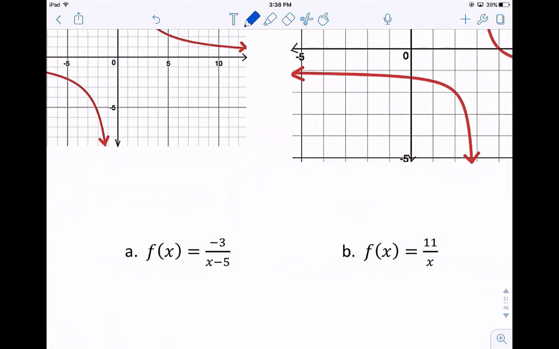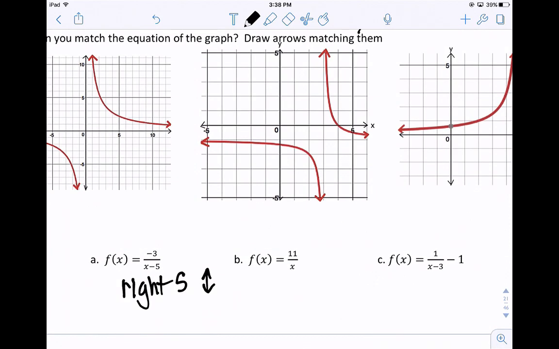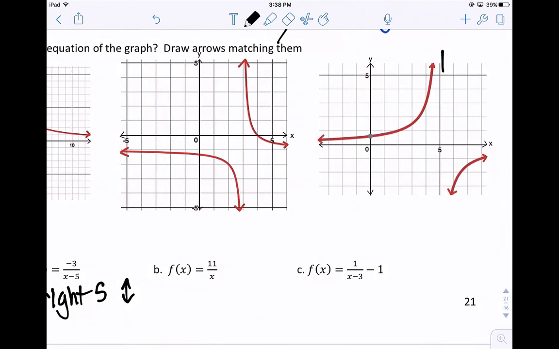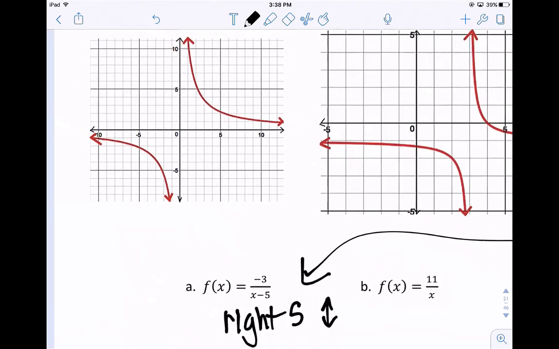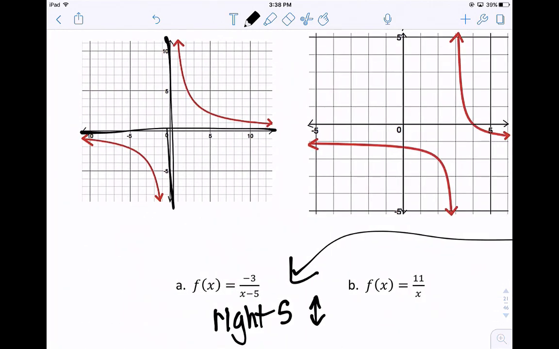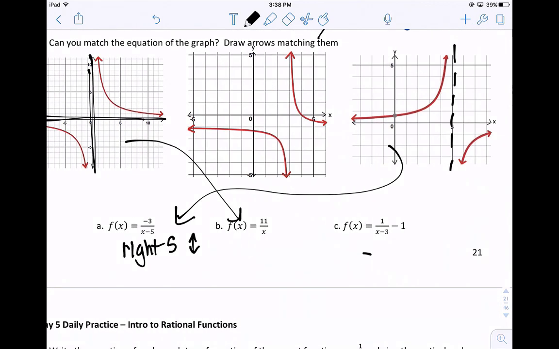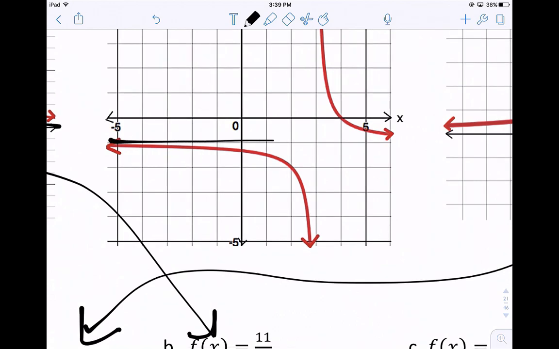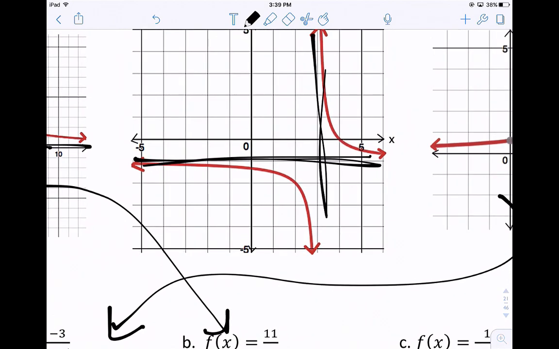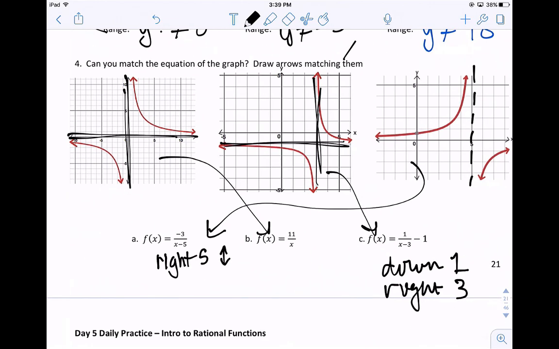Okay, so this first one, it shifts everything right 5, including the vertical asymptote. So which is shifted right 5? Let's take a, oh, that would be this one. See how this is shifted right 5? So there's the first one. The next one, it doesn't look like it's shifted. If you look at your asymptotes, they're right there where they need to be. So that's this one. And this one, it goes down 1, and it goes right 3. And if you notice, this goes down 1 for your asymptote. It goes right 3. So this matches up right here.